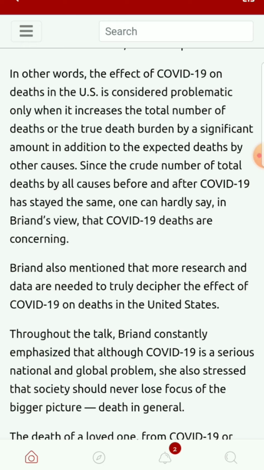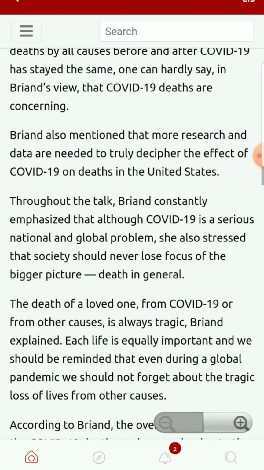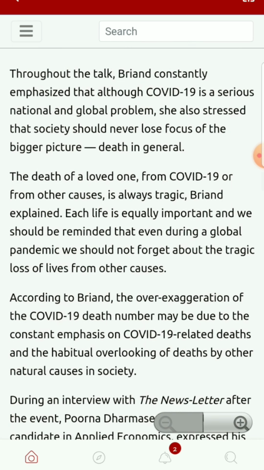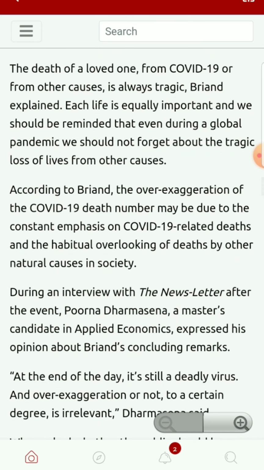She also mentioned that more research and data are needed to truly decipher the effects of COVID-19 on deaths in the United States. Throughout the talk, she consistently emphasized that although COVID-19 is a serious national and global problem, society should never lose focus of the bigger picture, the death toll in general.